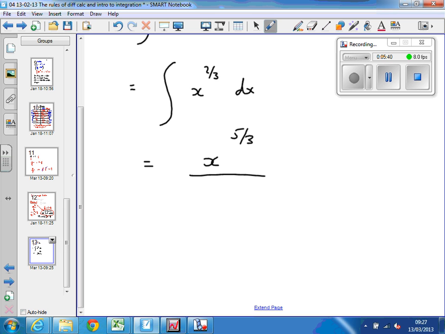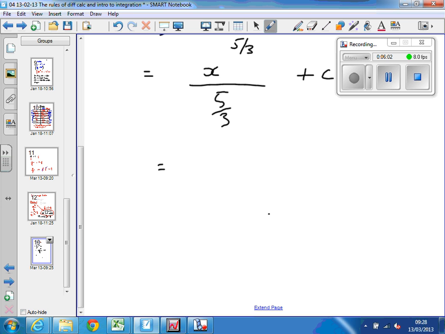And divide by the new power. But then add c. Okay? So it becomes x to the 5/3 divided by the new power 5/3 plus c. But now, remember, we're dividing by a fraction, so what do we do finally? Invert the fraction and multiply. So this becomes 3/5 of x to the 5/3 plus c.